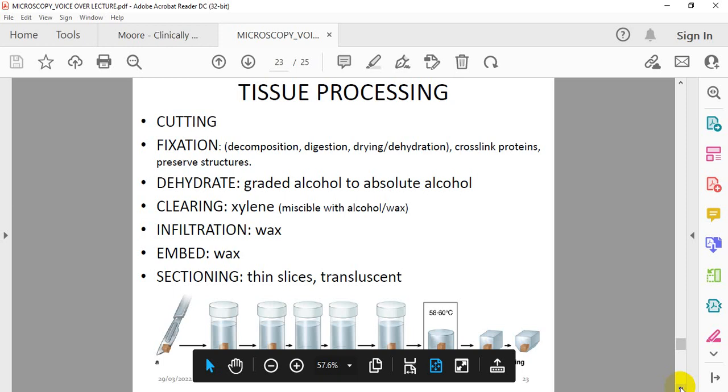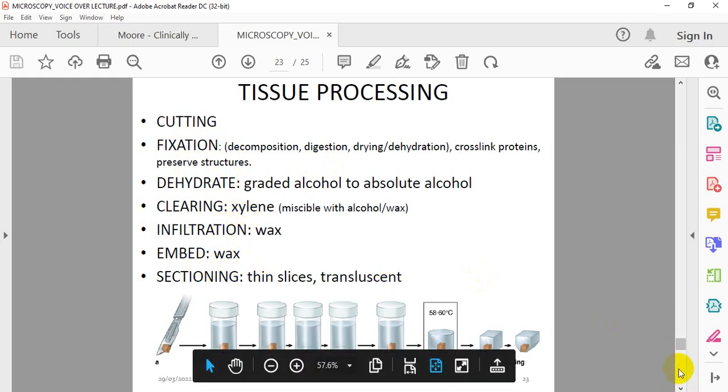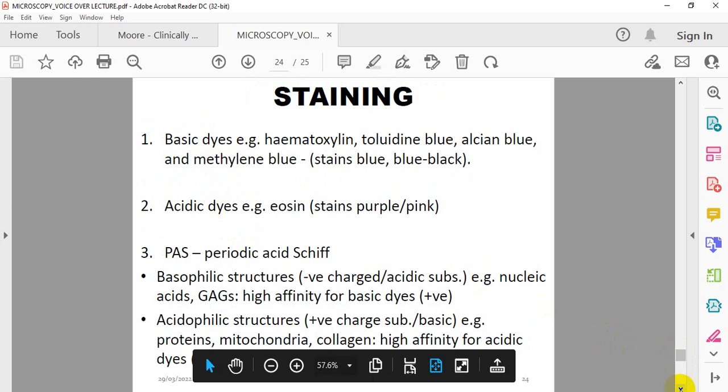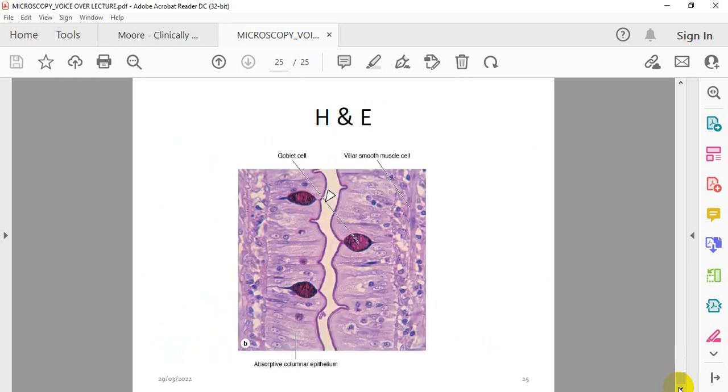So when we are processing a tissue, this is what we will do: grossing, dehydration, clearing, infiltration, embedding, sectioning. You will do this in second year. Also classification of stains: we have the basic stains and acidic stains. Examples are the H and E stains, hematoxylin and eosin. We'll do this in second year, as I said.